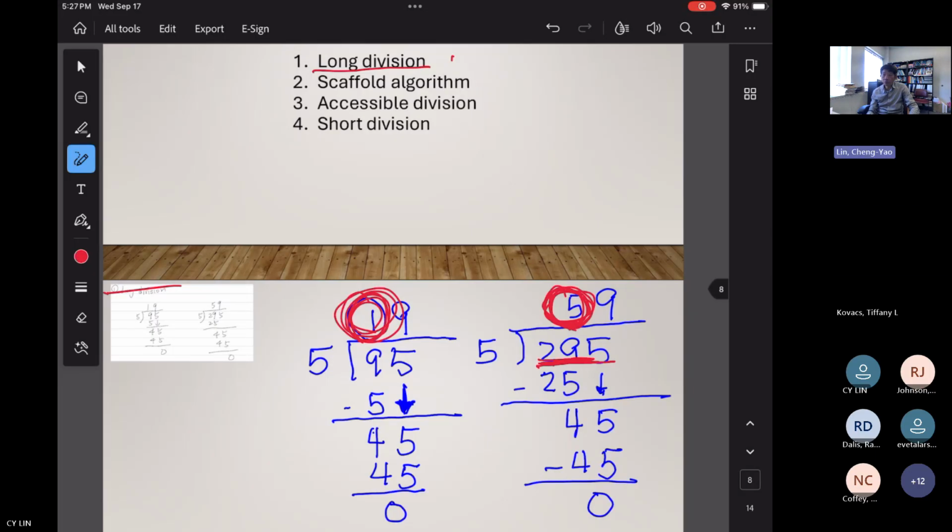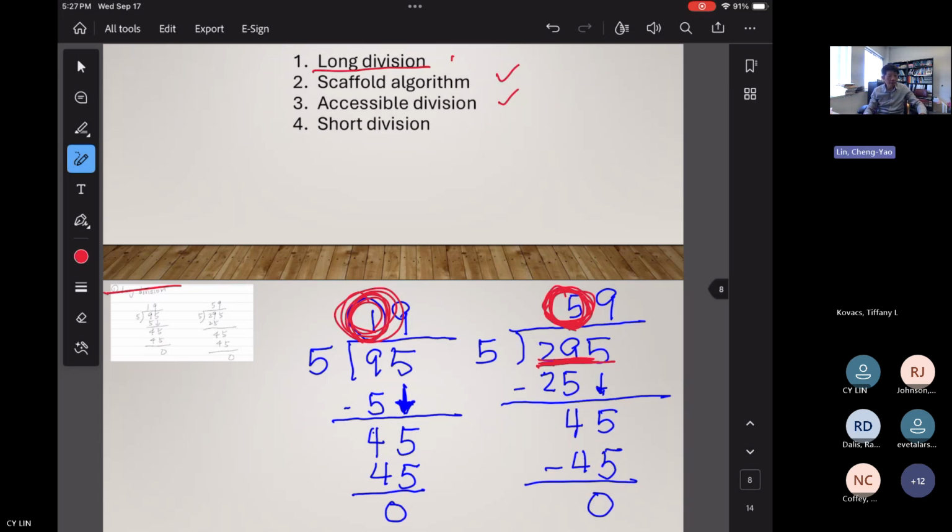That's why children are struggling. Why not just try this one and this one, right? And actually, I really like the second one or third one, right? Now, here, the next one is called accessible division.